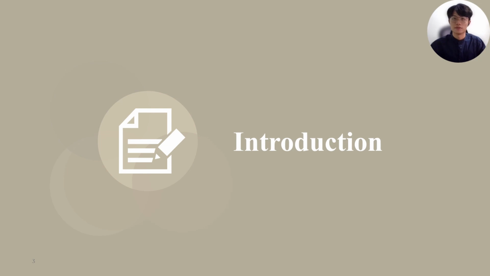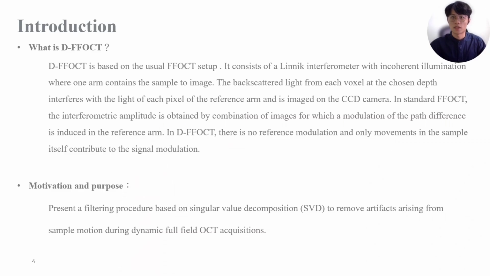In the introduction section, first of all, what is dynamic FFOCT? In standard FFOCT, the interferometric amplitude is obtained by combination of images for which a modulation of the path difference is induced in the reference arm. In dynamic FFOCT, there is no reference modulation and only movements in the sample itself contribute to the signal modulation. The motivation and purpose of this paper is to present a filtering procedure based on singular value decomposition, which is SVD, to remove artifacts arising from sample motion during dynamic full-field OCT acquisitions.